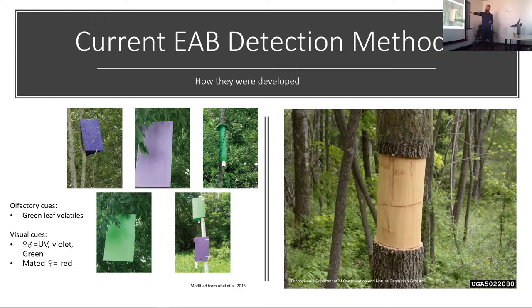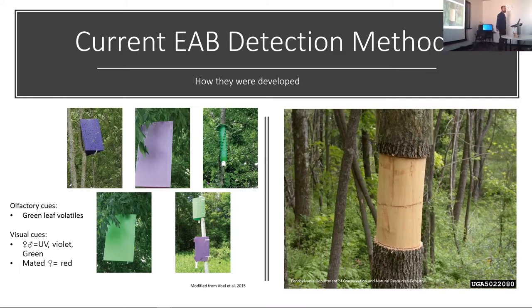And so they found that the males and females were responsive, they were more attracted to things within that UV, that violet, and then that green range. And then interestingly enough, the females actually, their behavior changes after they've been mated, and then they hone in a little bit more on some of those red colors and stuff like that. And so that's when they kind of incorporated that into some of these trapping schemes here, where many of you might have seen some of these hanging all throughout Kansas.